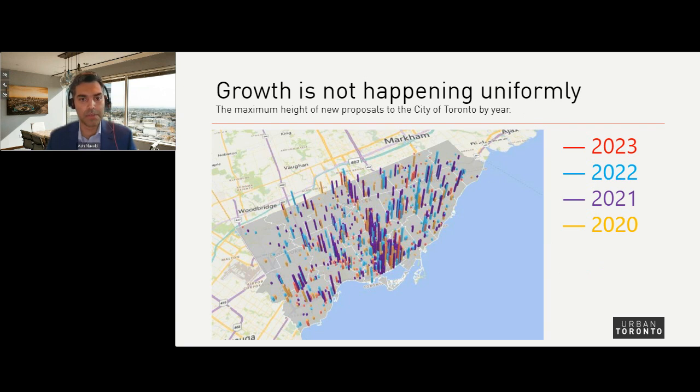This is a map of where development applications have come in over the last 4 years. As you see, the growth is not happening uniformly across the city. There are, of course, site-specific plans and other policies Toronto has to incentivize building in certain areas more than others. You'll notice that there's a lot of buildings here downtown, some along Eglinton here, and Finch and Sheppard, that way across along Yonge Street here. Not a lot of tall buildings happening in Ward 1 over there. This is a very interesting map to look at in terms of where the growth is happening. And I should say, sorry, the heights of these bars represent the heights of the buildings being proposed.